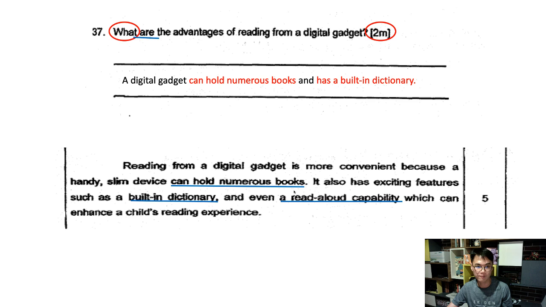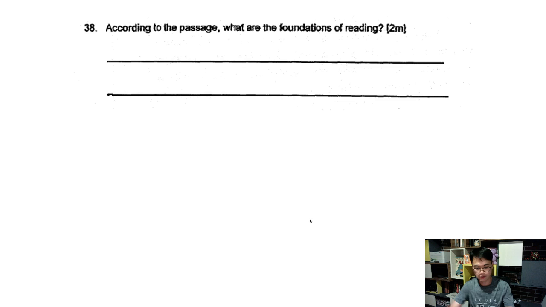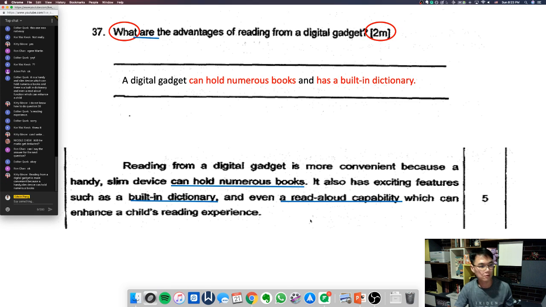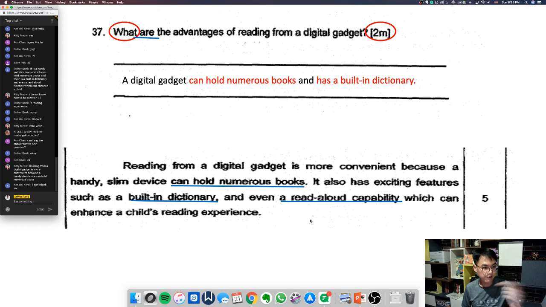Take a look at my answer. Right? What are the advantages? A digital gadget can hold numerous books and has a built-in dictionary. Or the advantages are that it can hold numerous books and it has a built-in dictionary. Alright, sorry, let's go back to that. Okay, everybody? Very good, Jia En.